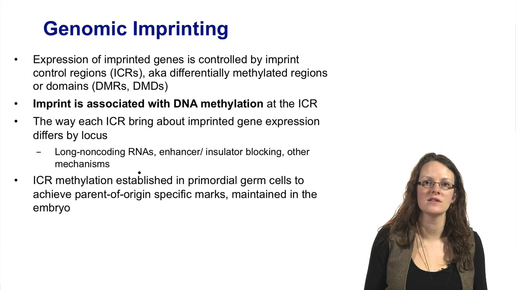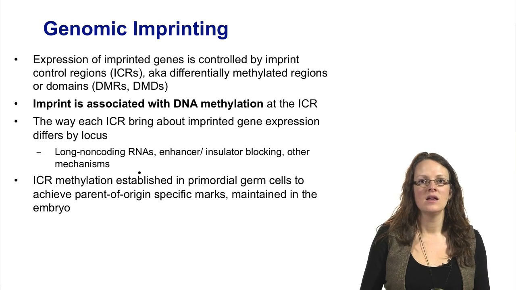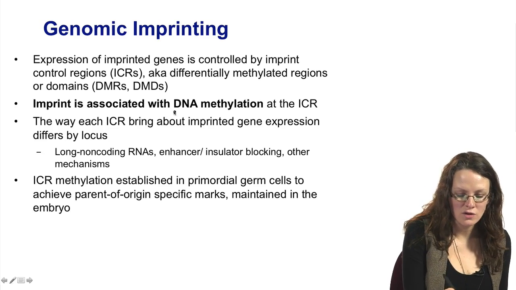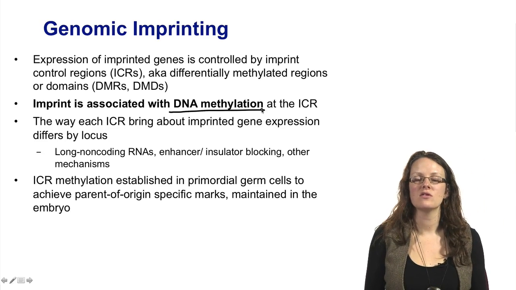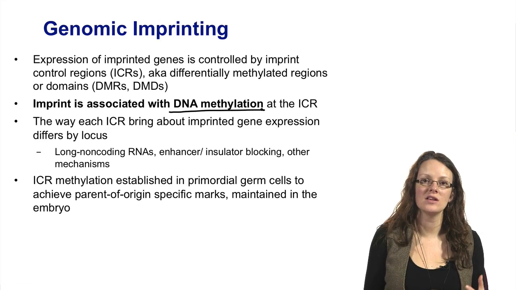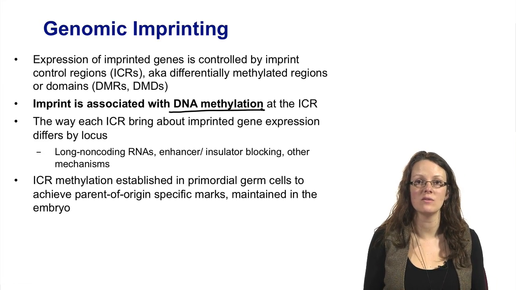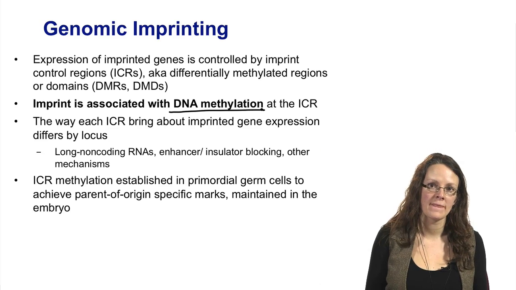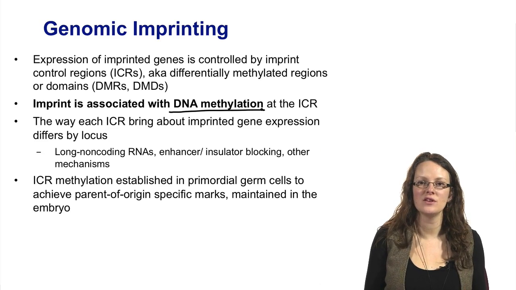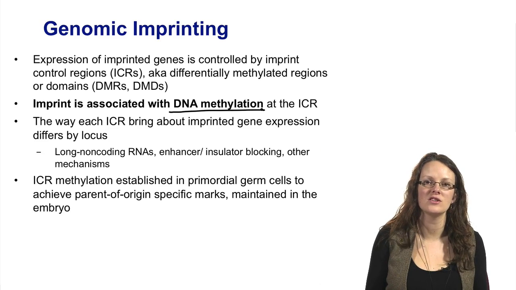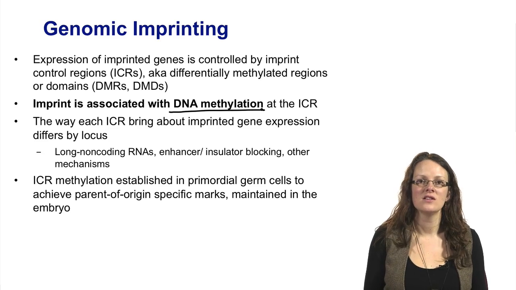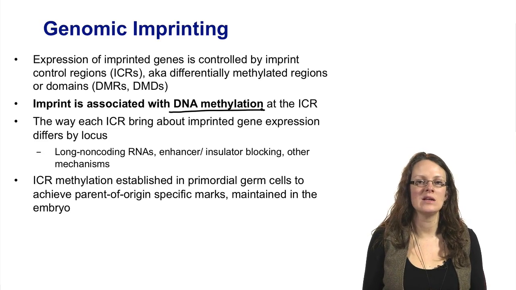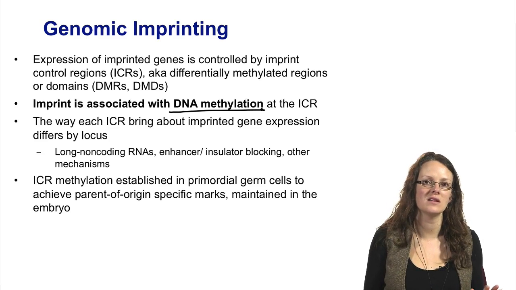I'll refer to them as ICRs, but each imprinted gene can be controlled by an ICR. The imprint itself is associated universally with DNA methylation at that imprint control region. So if a gene is paternally imprinted, it will have methylation on the paternal imprint control region, but not the maternal imprint control region of that same gene. The consequence of that imprint at the imprint control region is different depending on the cluster. It's not the instance where DNA methylation is universally associated with gene silencing, like it would be at a CpG island. Rather, it's more complex than that.